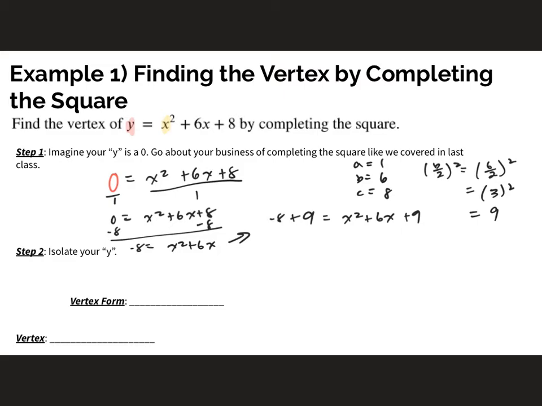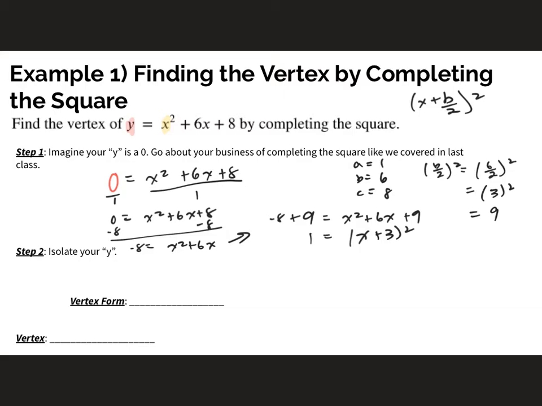Now what I want to do is just factor my right-hand side, right, where I have that quadratic trinomial, and then just combine like terms over here. So we have, remember that our form for factoring perfect square trinomials is just going to be x plus b over 2 squared. So I have x, and then my b over 2 squared was 3, so this is going to be plus 3 squared. I'm going to just combine like terms here, so I have negative 8 plus 9, which is positive 1, right?